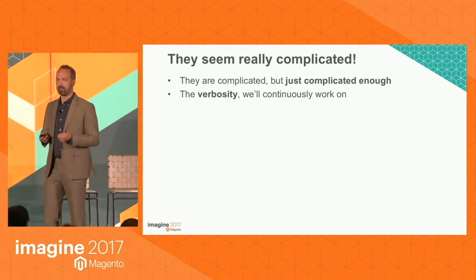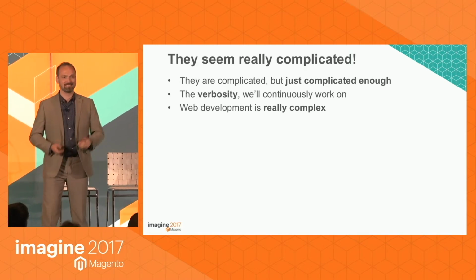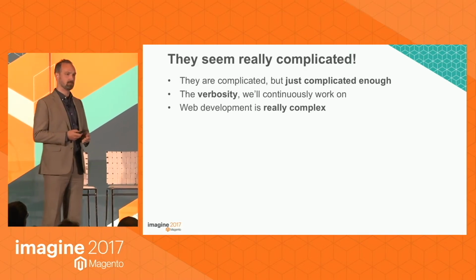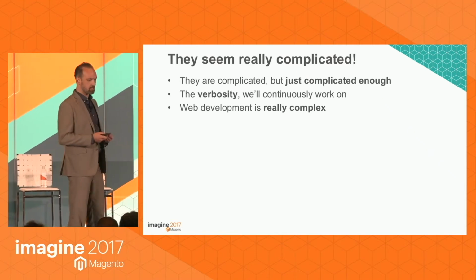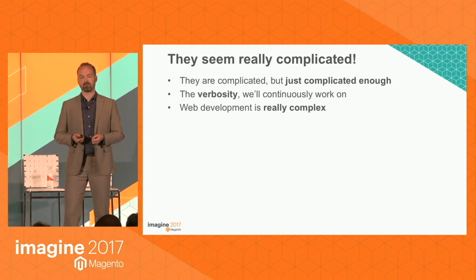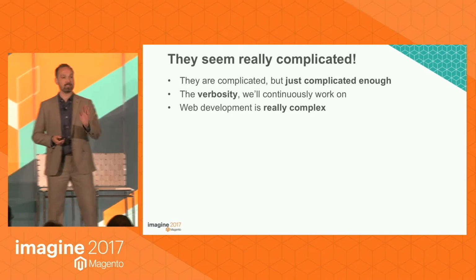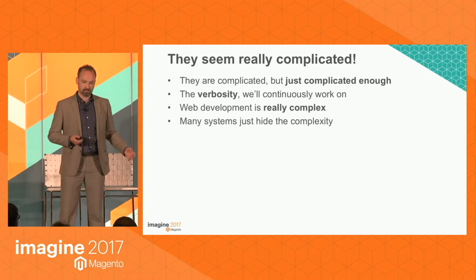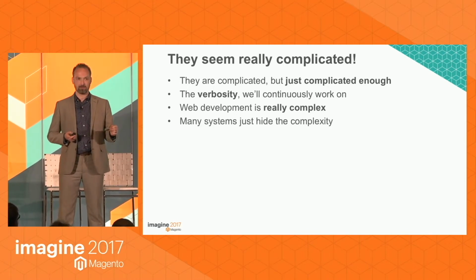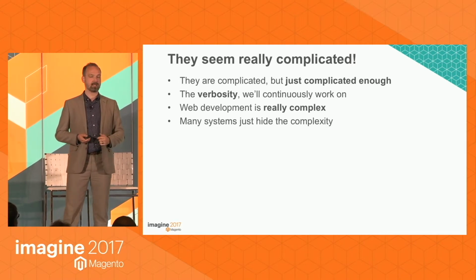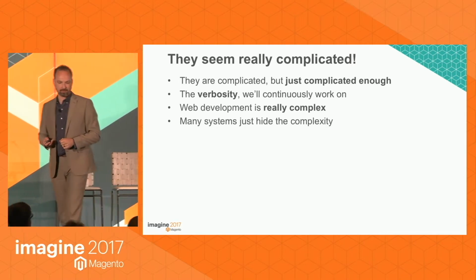Because the thing is, this happens because web development itself is really complex, right? We don't talk about this enough. Actually, some of us talk about this too much. But I'm going to talk about it now. Many systems hide the complexity. I'm not going to name names. But a lot of things that feel terse and simple and concise to us, they're actually hiding complexity that we're just so used to dealing with we don't think about it.